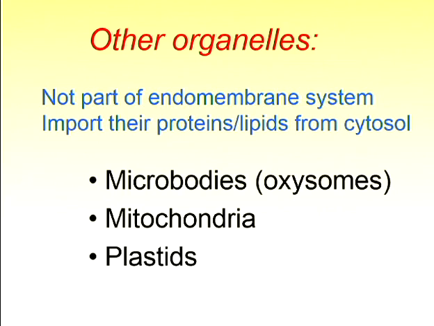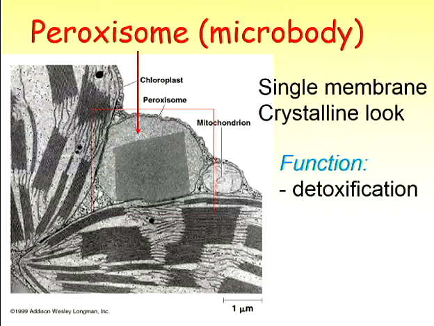You've probably heard of the chloroplast. That is a kind of plastid. Here you see an electron micrograph where you see all three of these organelles in one picture. And the first organelle we're going to have a look at is the peroxisome as an example of an oxysome or a microbody. It's here in this red square. And then you see to the right of it a mitochondrion, and to the left and the bottom of it a chloroplast. So it gives you an idea of the sizes of these organelles.